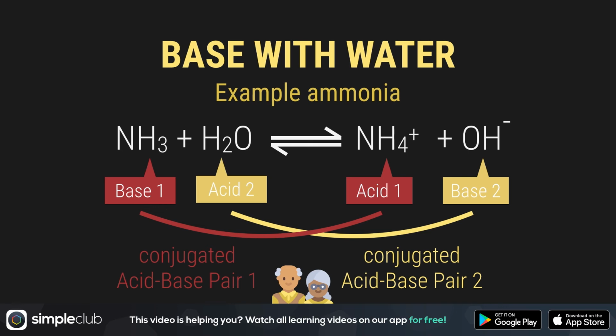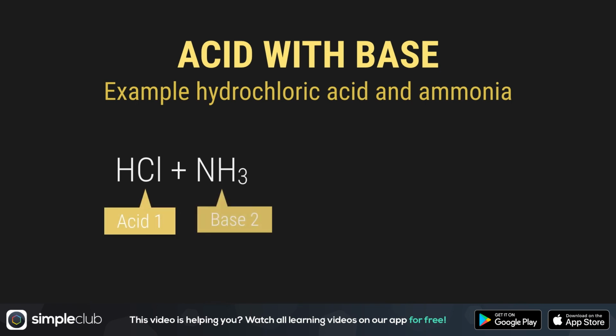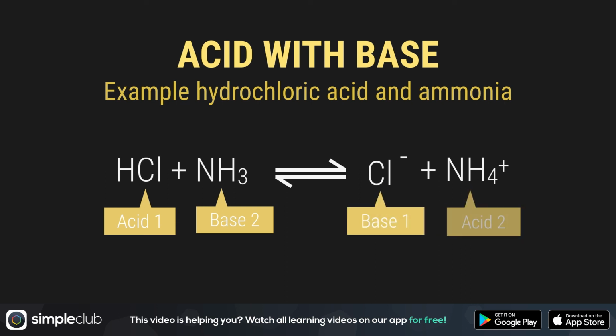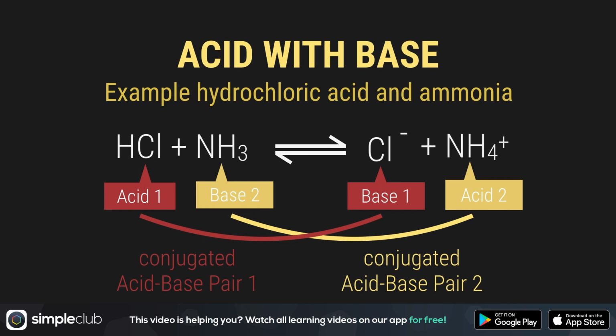Now, acids and bases do not really need to react with water. They can also react with each other. Let's take the following example. Hydrochloric acid and ammonia. Again, we have our acid 1 and base 2. Hydrochloric acid donates its H+ and ammonia, that old beggar, accepts it. This gives us Cl- and NH4+. Here, Cl- is the base and NH4+ the acid. Now, we just need to add the same number as the conjugated acid and the fitting base from the left side. Cl- is base 1 as it belongs with acid 1. Or, to put it differently, NH4+ is the conjugated acid of NH3. Therefore, both get a 2.